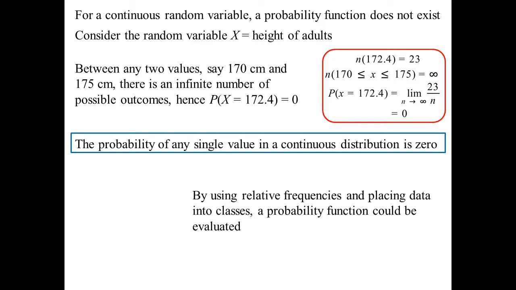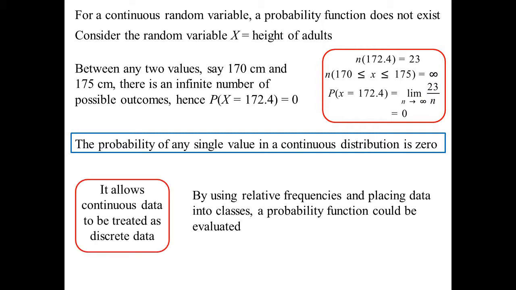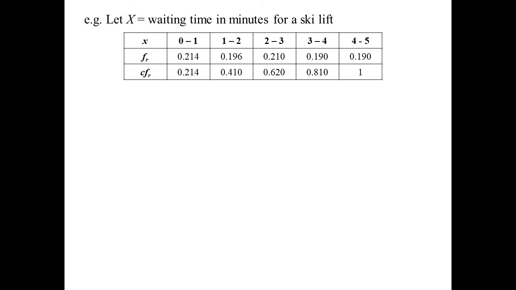Weird. So what we do is we look at the relative frequencies and we use classes. Remember back in discrete data, we used class intervals. By doing that, we can turn continuous into discrete, because now we can say which class it drops into, and we have discrete values.